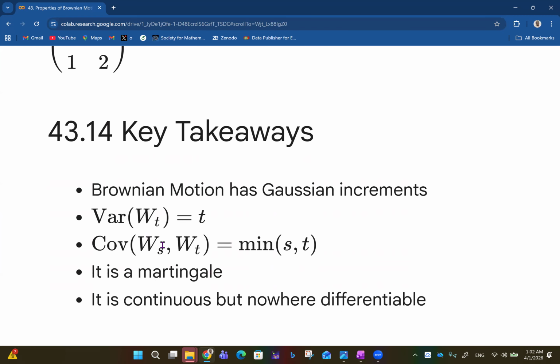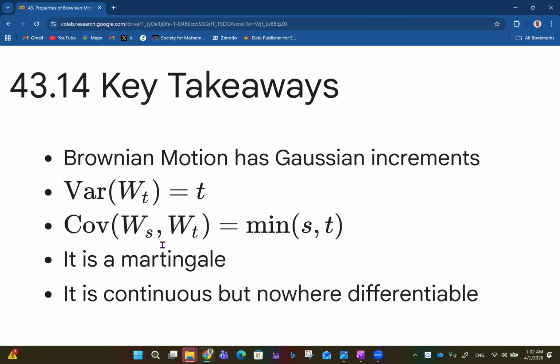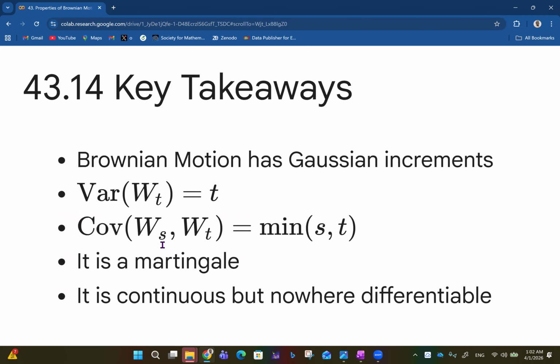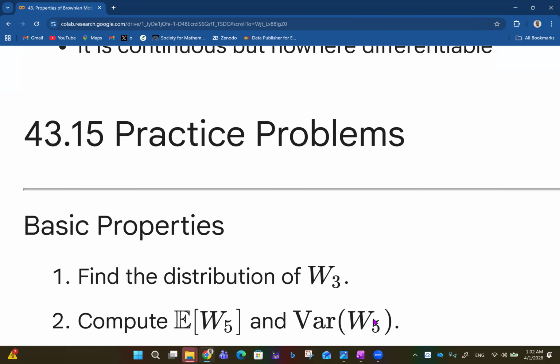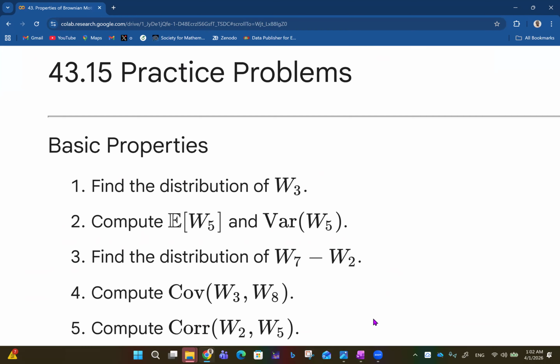So the key takeaways from here: we have basically talked about properties of Brownian motion. Brownian motion has Gaussian increments and variance of W sub t is equal to t. The covariance of Ws, comma Wt is the minimum between s and t, and it is a martingale, which you're going to discover very soon. It is used for modeling fair games, and Brownian motion is continuous but nowhere differentiable. We've seen all of that, and we come to the practice problems.